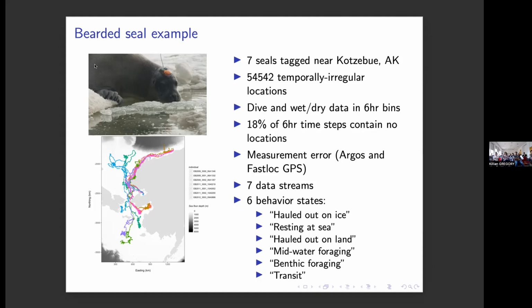The states we were interested in were whether the animal was hauled out on ice, resting at sea, or hauled out on land, which is pretty rare for this species, but they do sometimes do it. Then we wanted to identify 2 types of foraging, one at midwater, which we could get at from the dive data, and then benthic foraging, and transit. Benthic foraging was the one we were most interested in, because this is a benthic feeder that primarily spends its time at the bottom digging its face in the dirt, and that's why it has these characteristic red faces. They're digging down there for bivalves and things like that.